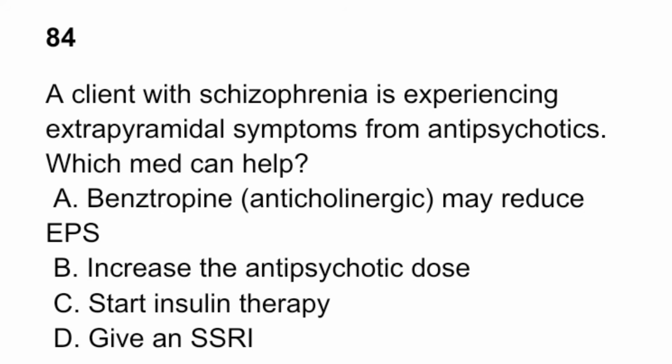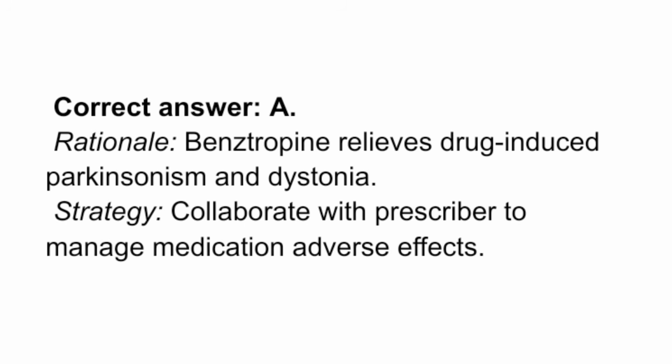84. A client with schizophrenia is experiencing extrapyramidal symptoms from antipsychotics. Which med can help? A. Benztropine, anticholinergic, may reduce EPS. B. Increase the antipsychotic dose. C. Start insulin therapy. D. Give an SSRI. Correct answer, A. Rationale: benztropine relieves drug-induced Parkinsonism and dystonia. Strategy: collaborate with prescriber to manage medication adverse effects.